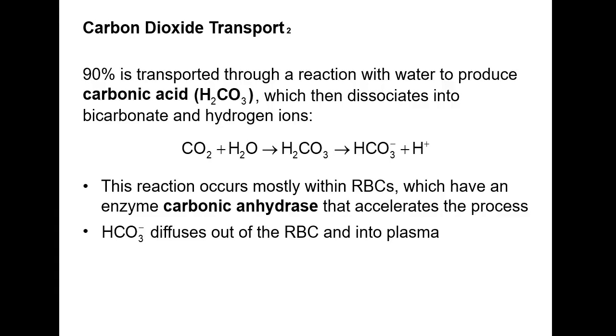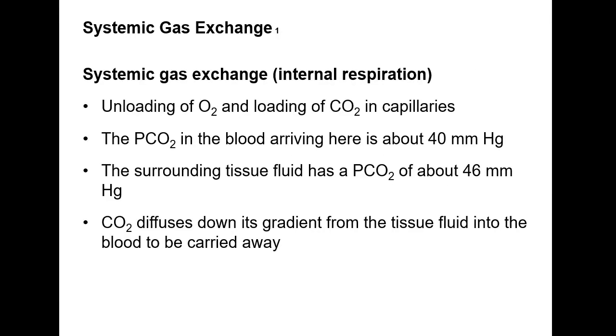Okay, so the way that this happens is the carbon dioxide enters into the blood, it goes into the red blood cells, and it reacts with water to form carbonic acid, this guy here. And then that carbonic acid will dissociate into bicarbonate ions and hydrogen ions. Now again, this reaction is mostly going to occur inside of the red blood cells, and an enzyme called carbonic anhydrase will kind of speed this process up. But once these bicarbonate ions have formed, they will then diffuse out of the red blood cells and into the plasma, and that is how they will be transported. Typically is through the blood plasma.